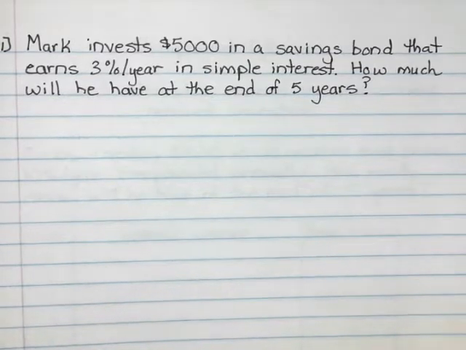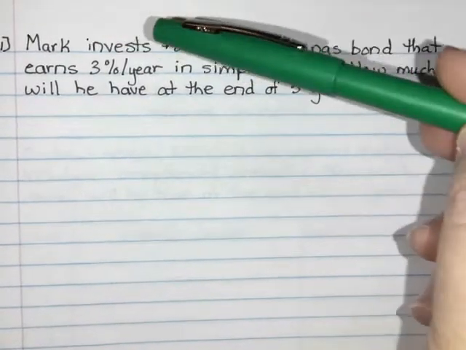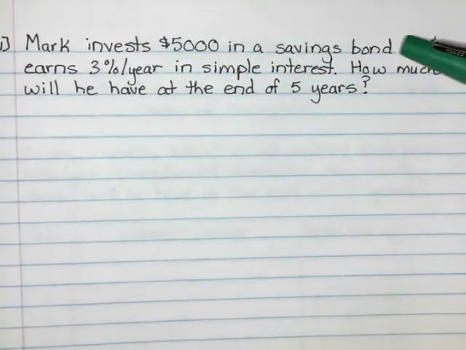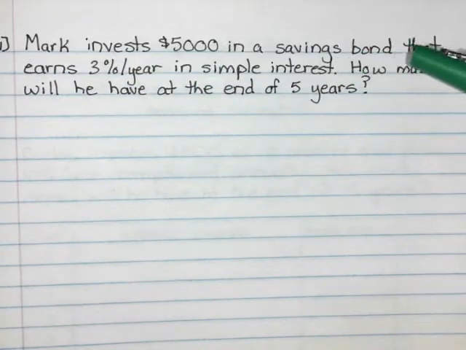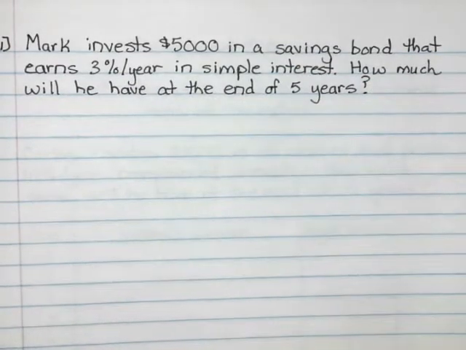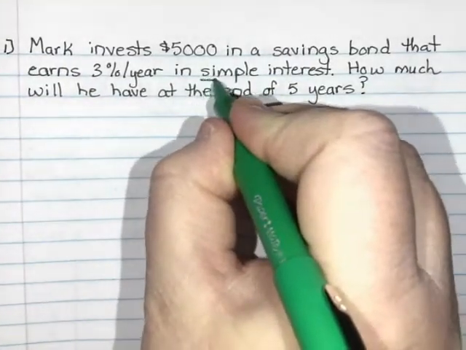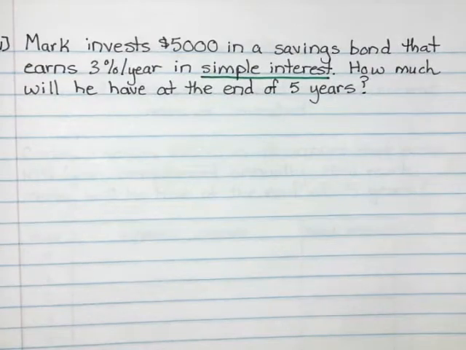I'm going to do an example of a simple interest calculation. Our question here says Mark invests $5,000 in a savings bond that earns 3% per year in simple interest. How much will he have at the end of 5 years? So when I read the question, I know this is a simple interest question because it says simple interest.